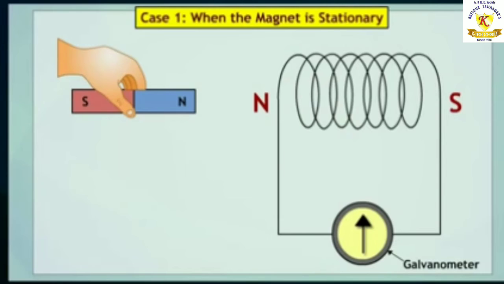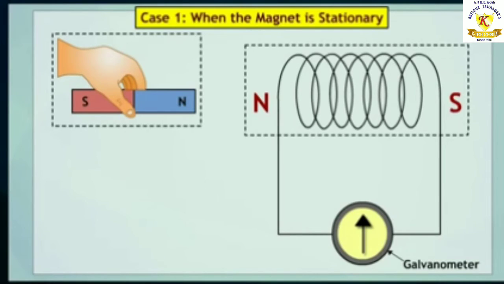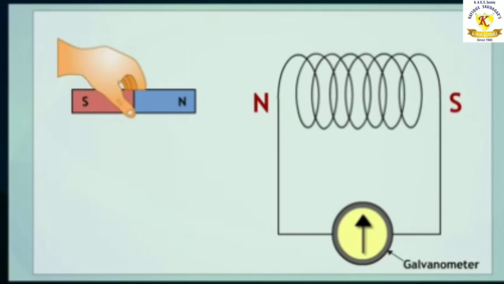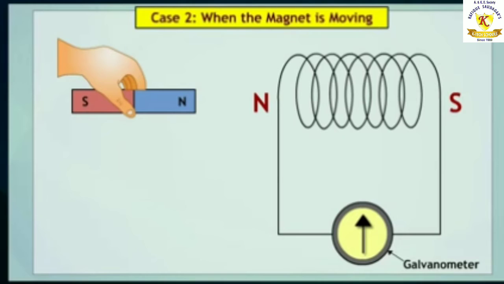Now, according to Faraday, when there is no relative motion between the magnet and the coil, the magnetic flux within the coil remains constant. So, the galvanometer shows no deflection. Let's see what happens next.